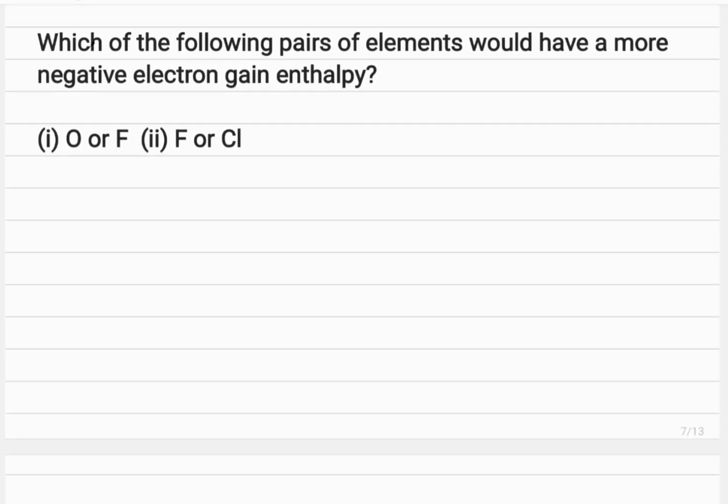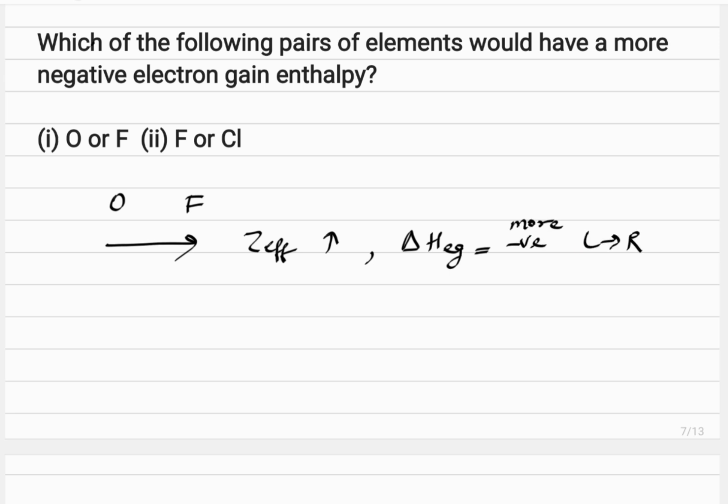Which of the following pairs of elements would have a more negative electron gain enthalpy? Oxygen or fluorine? Now, oxygen lies to the left of fluorine. Fluorine lies to the right of oxygen. So along the period, we know that Z effective increases, therefore electron gain enthalpy would be more negative going from left to right. So fluorine will have a more negative electron gain enthalpy out of oxygen and fluorine.